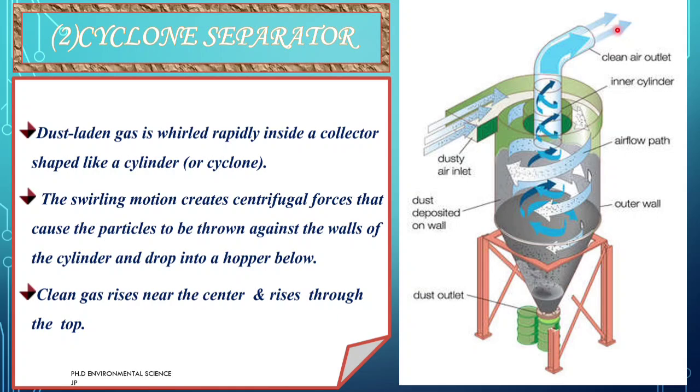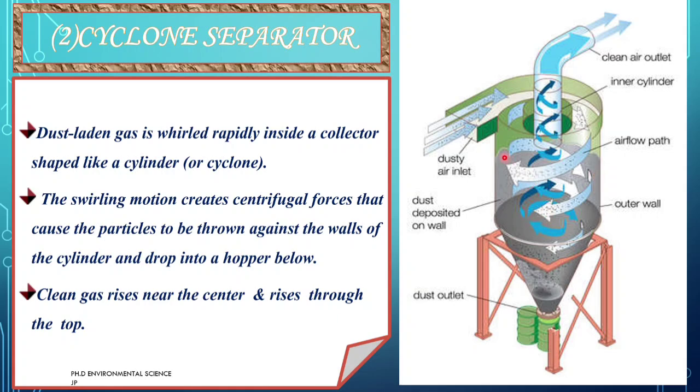The dust-laden gas enters the cyclone separator tangentially at the top or side, causing the gas to spin rapidly inside the cylindrical or conical chamber. This rapid spinning creates a strong centrifugal force. This centrifugal force acts on the particles, driving them outward towards the walls of the cyclone.